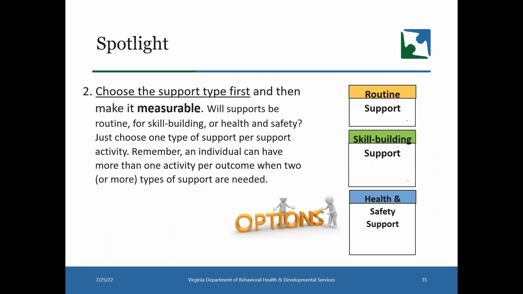And remember that a person can have more than one activity per outcome. So if you're going to do one support that's routine and one support that's skill building, you would enter 2 separate rows under that outcome so that you would be able to detail out in different measurable ways how you're accomplishing those supports.